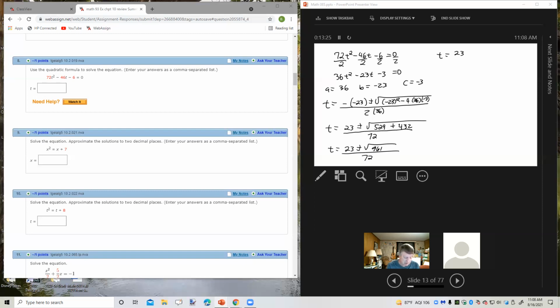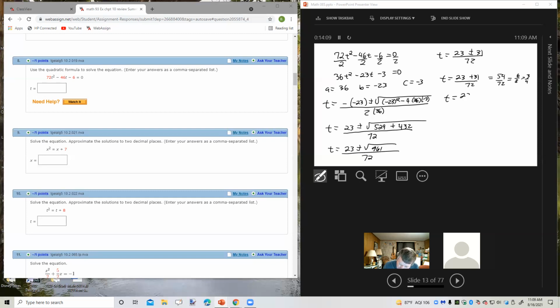Would be nice if 961 was a perfect square. Let's find out if it is. So we'll take the square root of that. It turns out it's 31. So that worked out nicely. So T equals 23 plus 31 over 72, which is what, 54 over 72. We can take a 9 out. Let's see, if we take a 9 out, we get 6, 8, oh, 3/4. Is that right? I think so. Let's see, divide by 9, divide by 2, divide by 18.